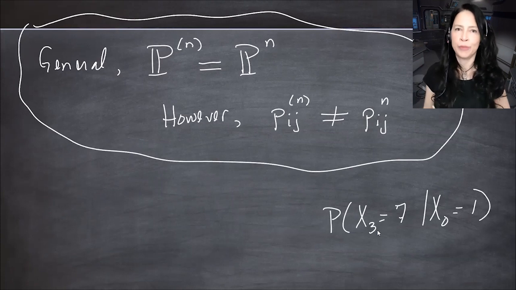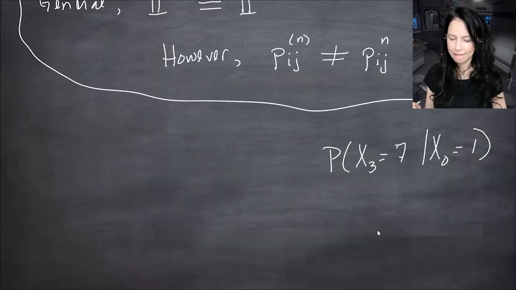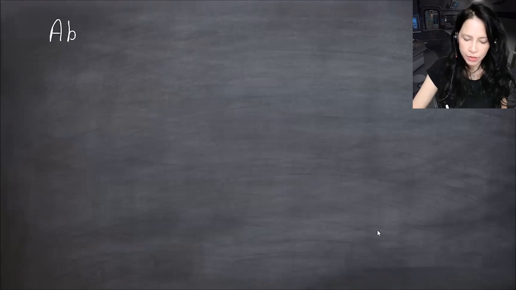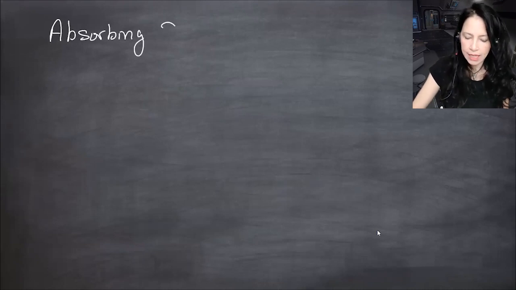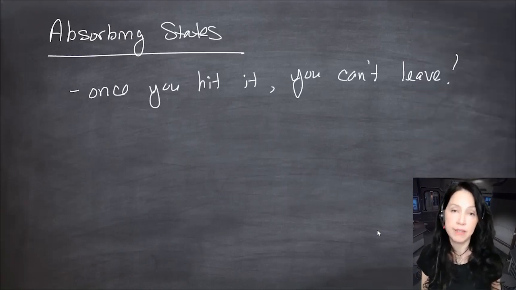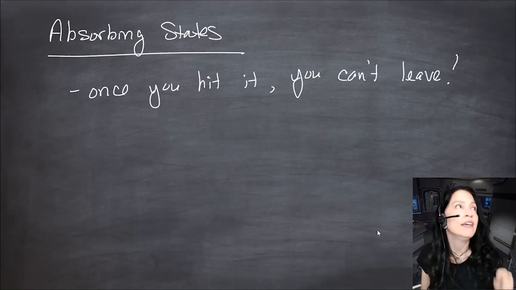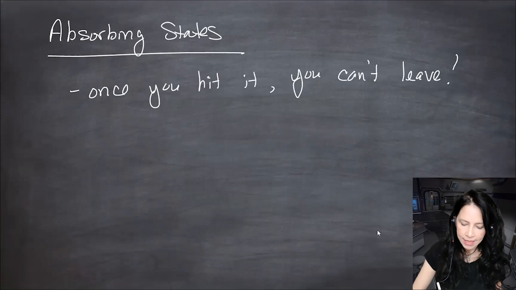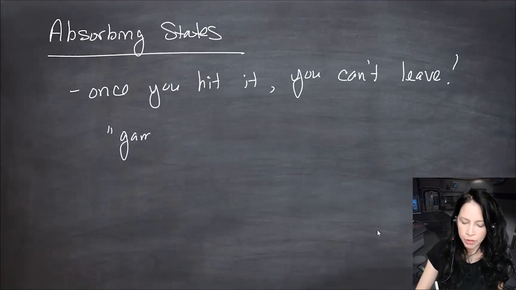Next up, absorbing states. Absorbing states for a Markov chain. I'm too lazy to write the whole title out. So this is a state that once you hit it, you can never leave. You get stuck there forever. It's like a sink. Big classic example of an absorbing state is the gambler's ruin problem, which we'll talk about in more detail later in the semester.